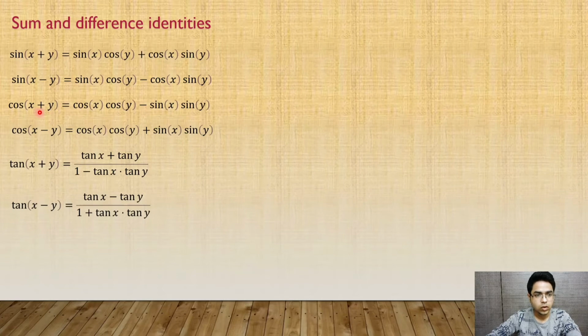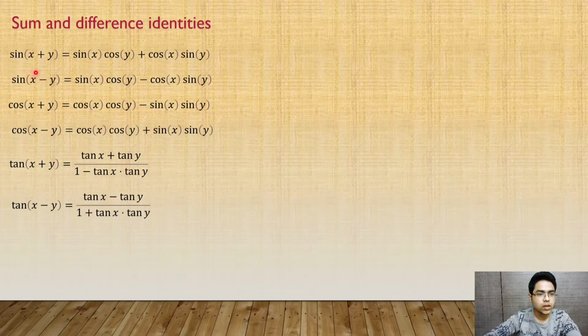For cos of x plus y, a negative sign will be there, and for the negative sign, a positive sign will be there before the sign of x. And for tan of x plus y, it is tan of x plus tan of y divided by 1 minus tan of x into tan of y.